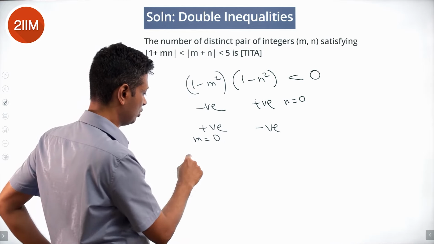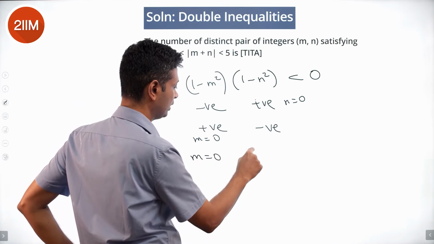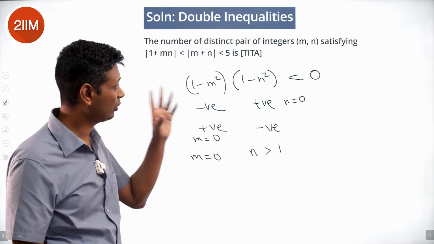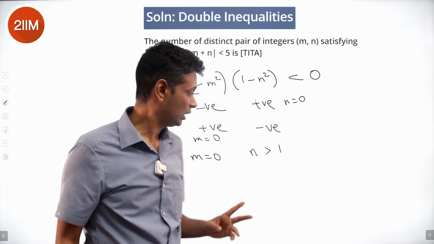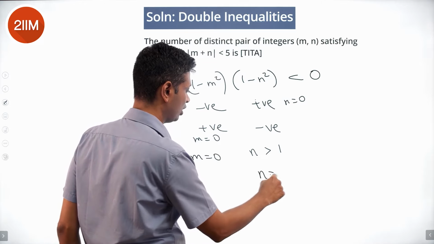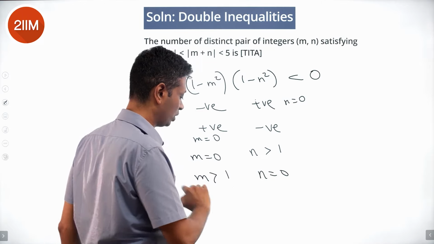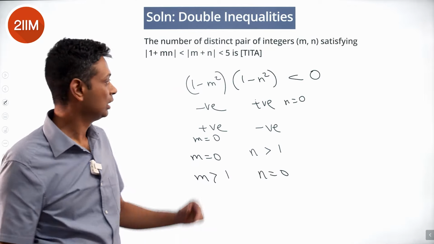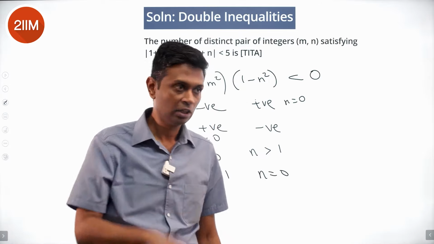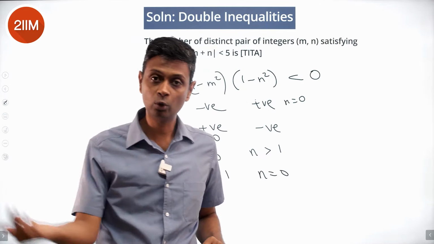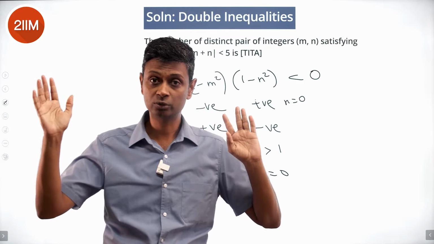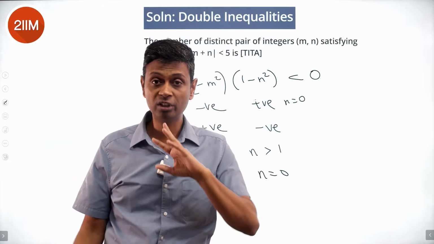So m equal to 0, n greater than 1 works. If m or n were 1, this won't work, it'll become 0. If m is 0, n greater than 1 works. Or n equals 0, m greater than 1 works. Nothing else is possible. If m and n are both more than 1, both will become negative, product will become positive. If either of them is 1, product will go to 0. That doesn't work. So one of them should be 0, other one should be greater than 1. So m 0, n greater than 1, or n 0, m greater than 1.